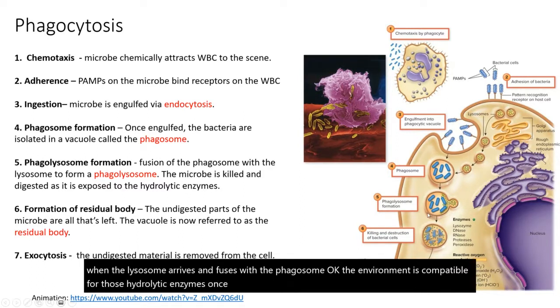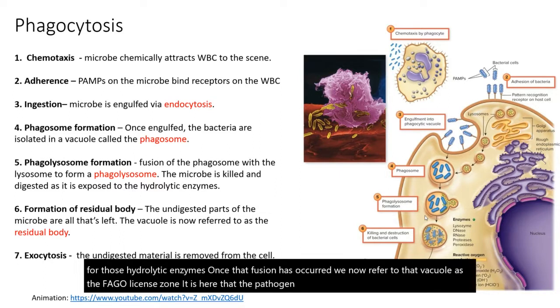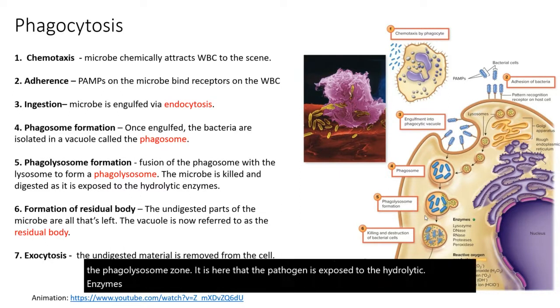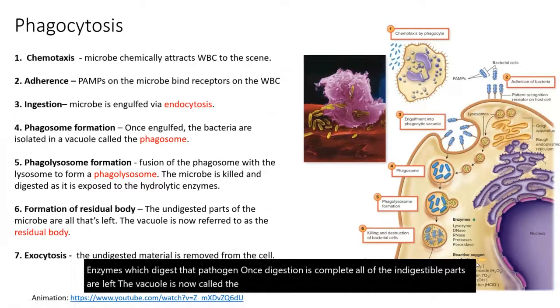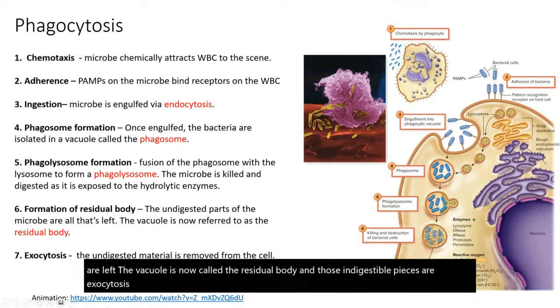Once that fusion has occurred, we now refer to that vacuole as the phagolysosome. It is here that the pathogen is exposed to the hydrolytic enzymes, which digest that pathogen. Once digestion is complete, all of the indigestible parts are left. The vacuole is now called the residual body, and those indigestible pieces are exocytosed from the cell.